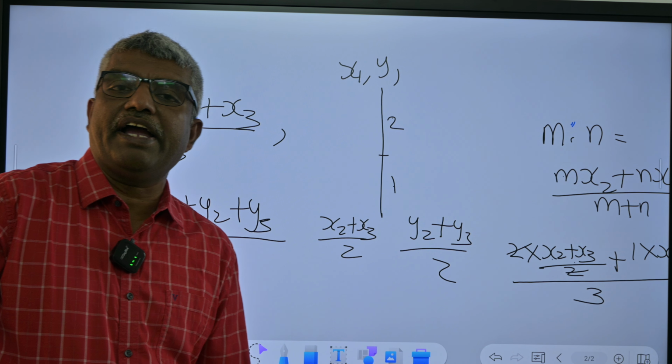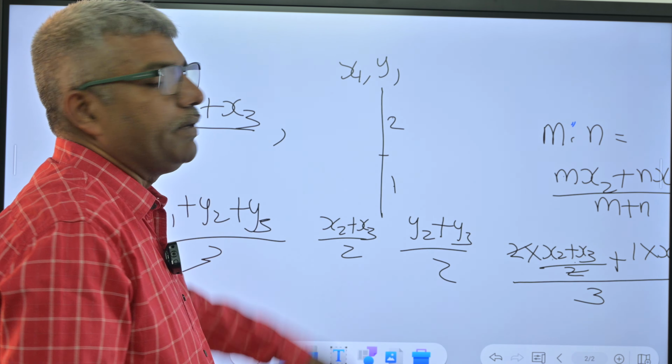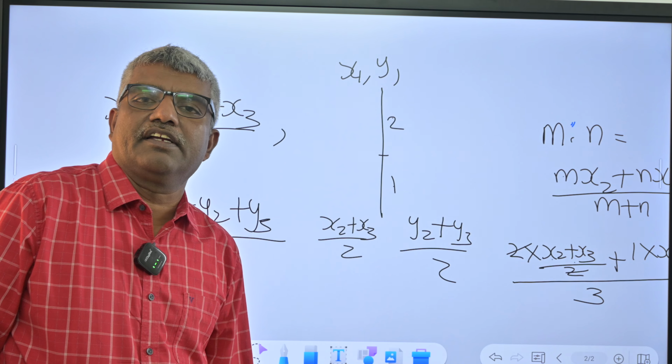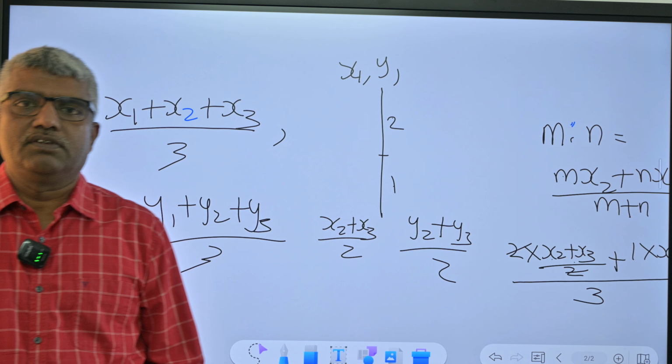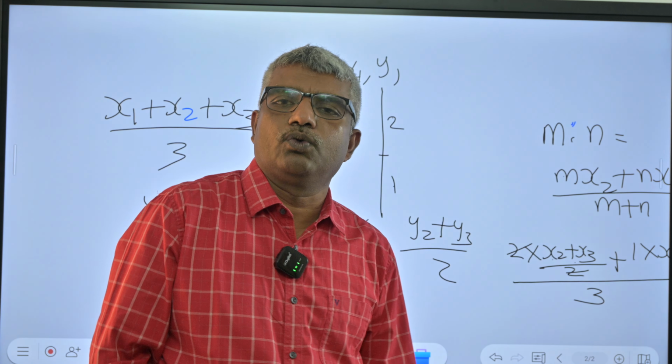Centroid not only divides the medians, it also divides the line joining orthocenter and in-center in 2:1 ratio.